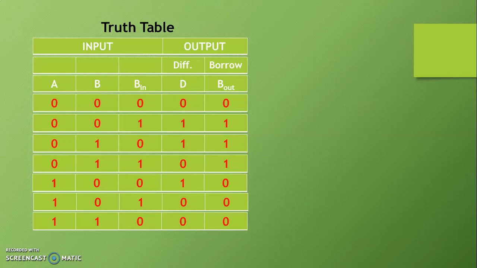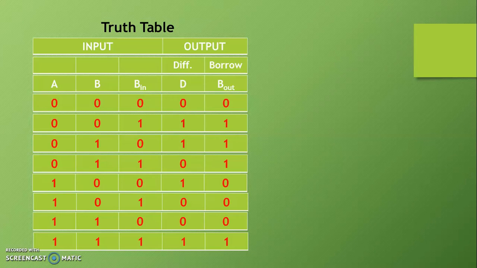And next condition, that is 1, 1, first with the 0 previous borrow. So 1, 1, 0. Again difference D as well as borrow both are 0. And last condition, that is 1, 1, 1. Difference D is 1 as well as borrow is also 1.